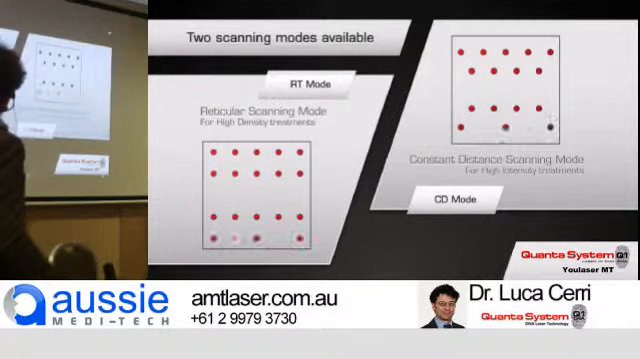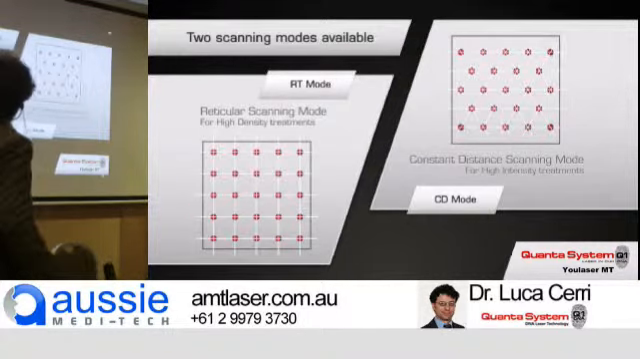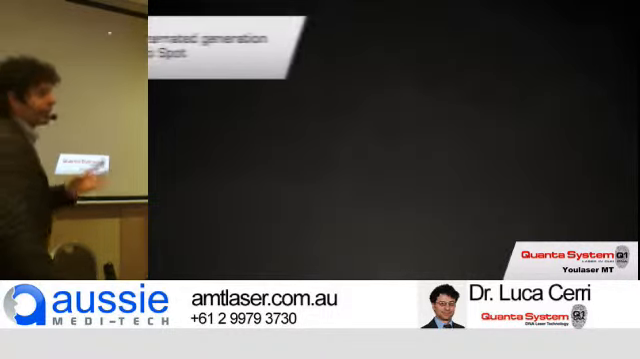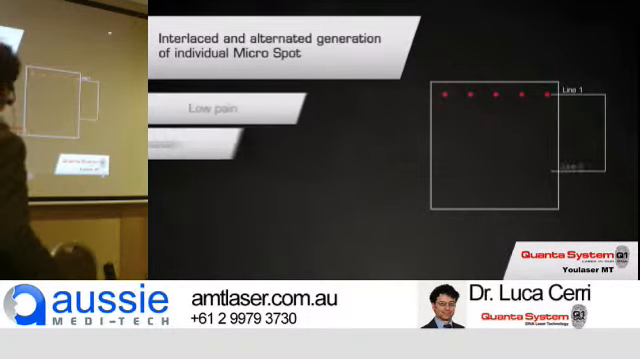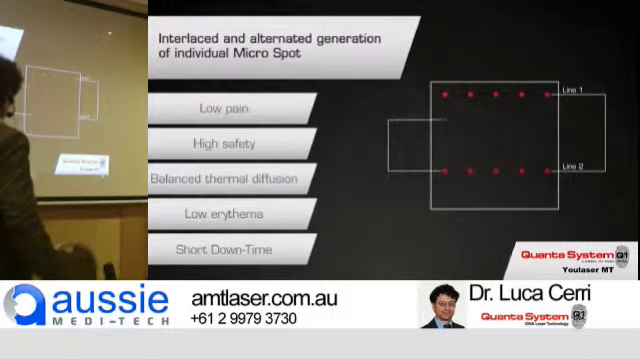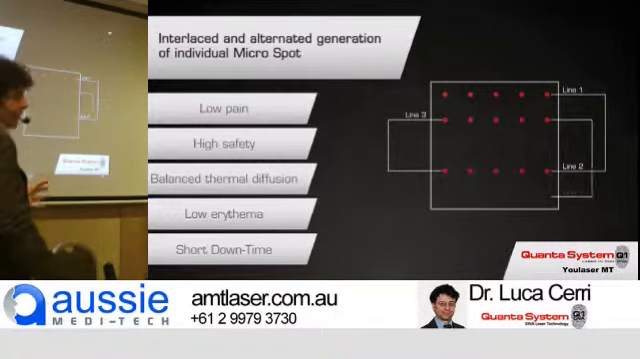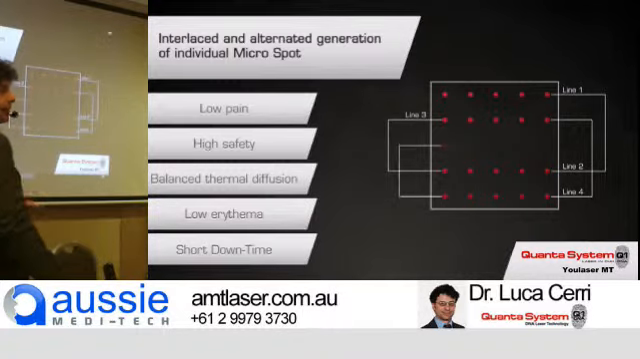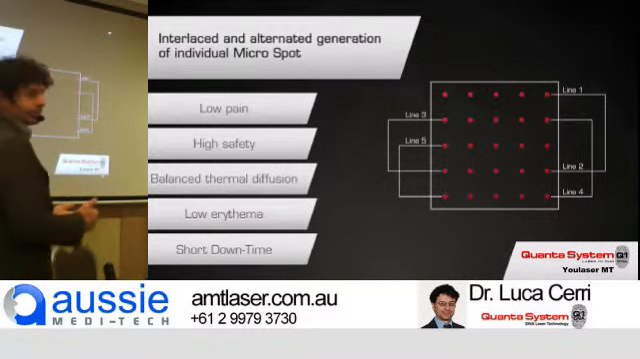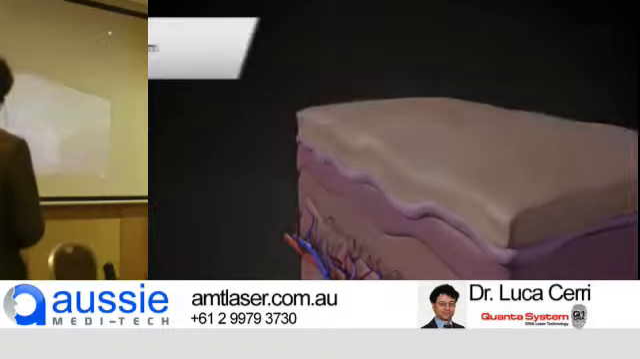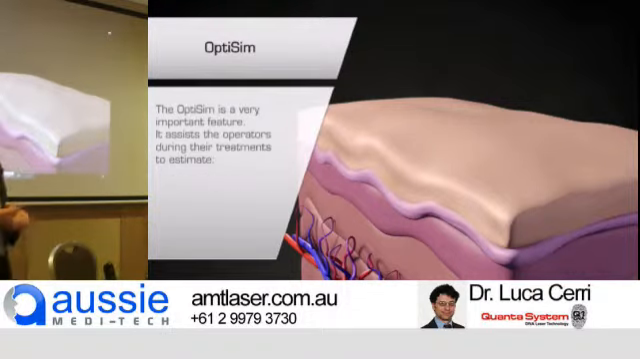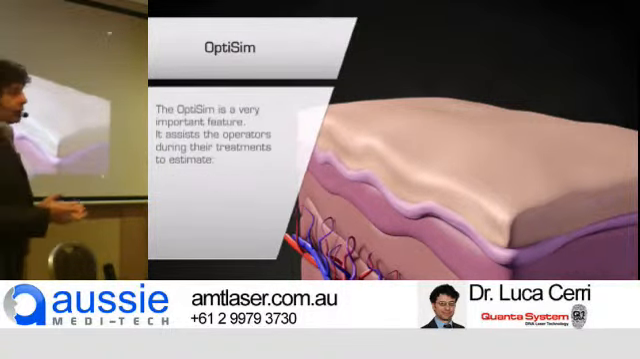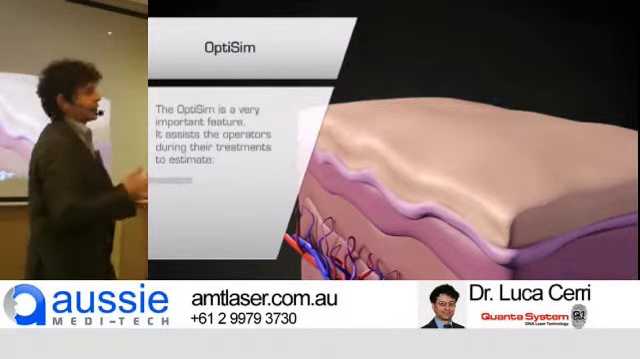All the devices have a scanner for the fractionated emission and surgical handpieces for dermatology surgery. The scanner is working like that, creating a spatial interlace pattern with two kinds of scanning mode, reticular for high density treatment and big treatments, and constant distance for high intensity treatments when we have to go really deep. This is the kind of interleaving. Like that, we manage the thermal diffusion to be present, because the tightening needs thermal diffusion, but well balanced without being too aggressive.